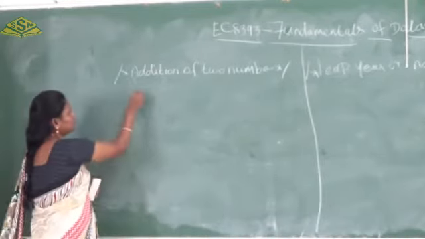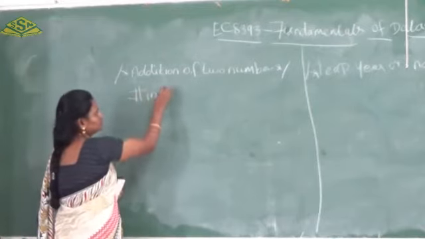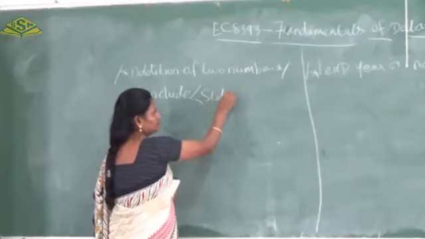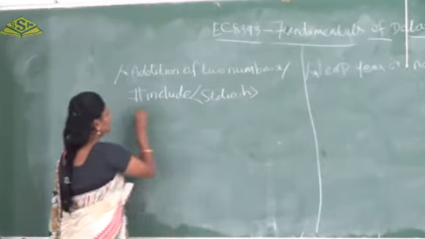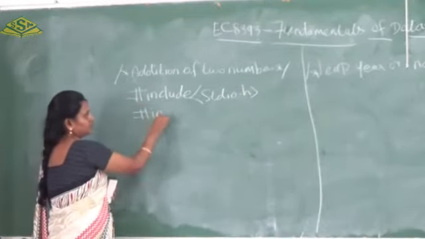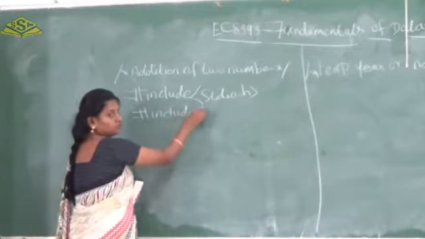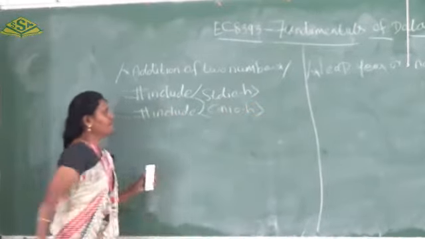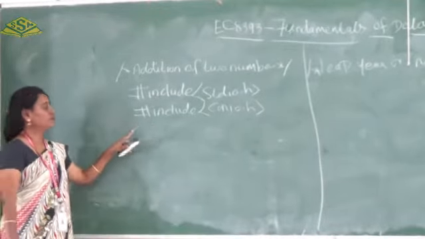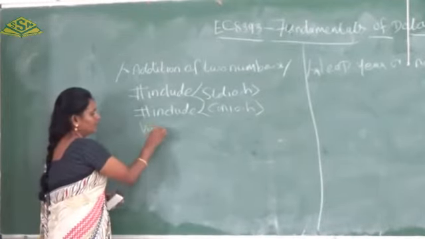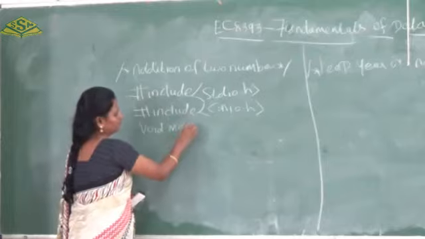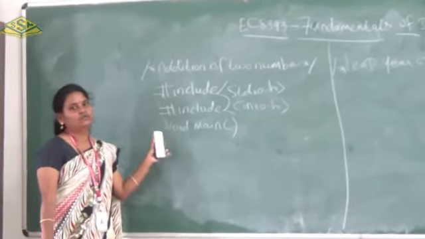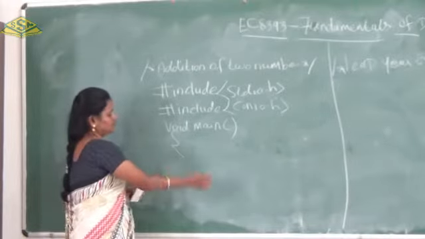As usual, we have to include the header files, that is #include stdio.h. Then the second header file is #include conio.h. After including these header files, we have to start with void main. After void main, we have to start with the curly brace.